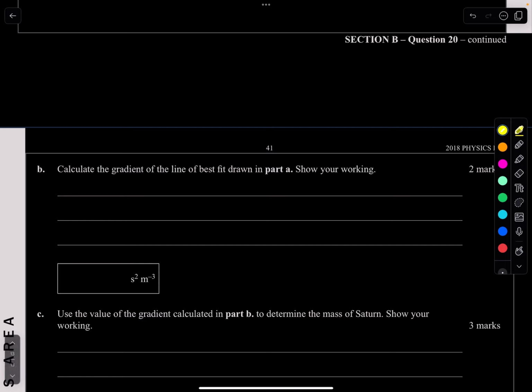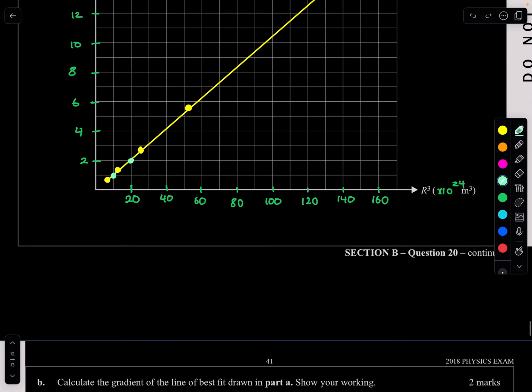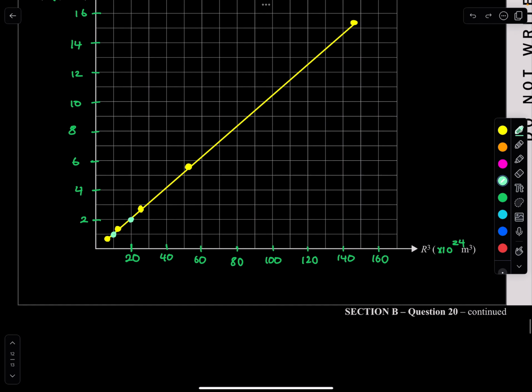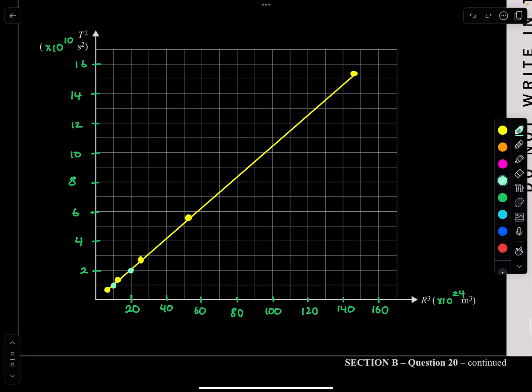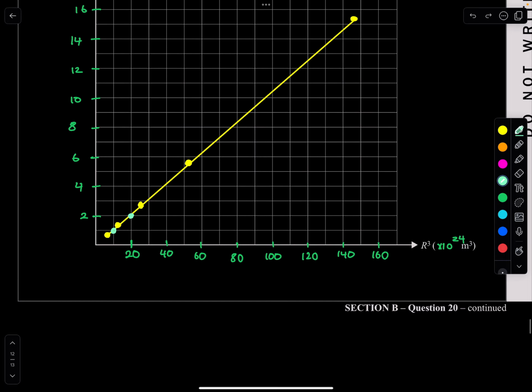Calculate the gradient of the line of best fit drawn in part A. So easy. Gradient, m, is what? We take 2 points that are nice. For example, this point looks nice, and this point also passes nicely through a crossing. It's not the best thing to do, but remember they accept a range of answers. Because it's a nice straight linear line, I'm going to take those.